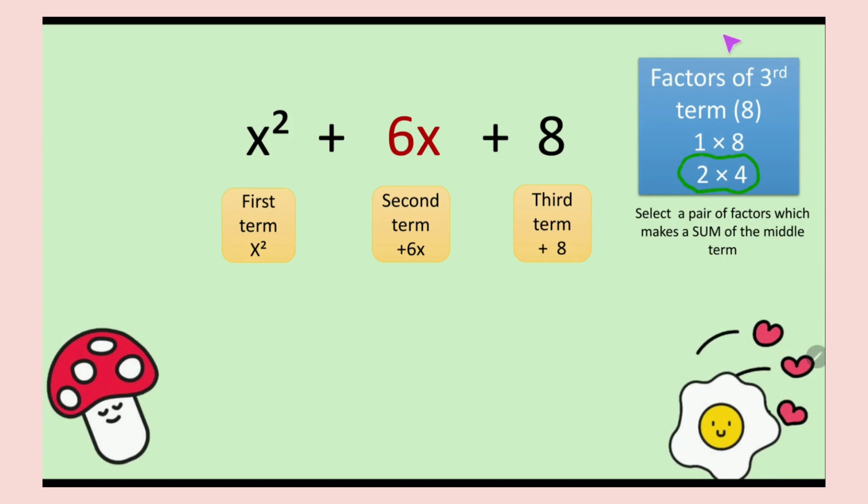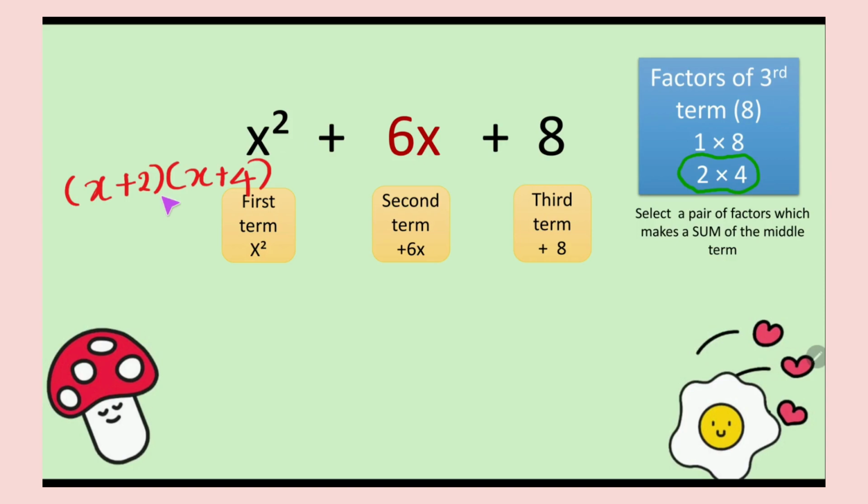And I will tell you a shortcut method. So it's 2 plus 4. 2 plus 4 makes 6. So what you do with the first term, it has x squared, so you put 1x and it is 2 and 4, right? So you write x plus 2 and x plus 4. Alright, so when you multiply these two, you will get this. So these two are the factors of this.